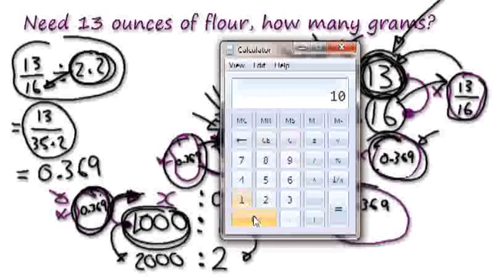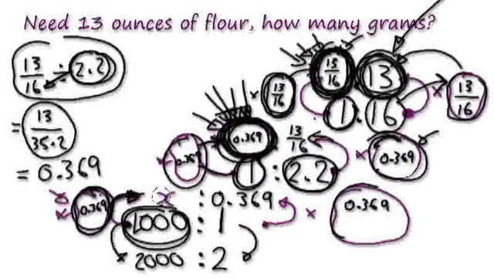1,000 times that multiplier, 0.369, equals 369. So after all this, it equals 369 grams. So this here is your answer.